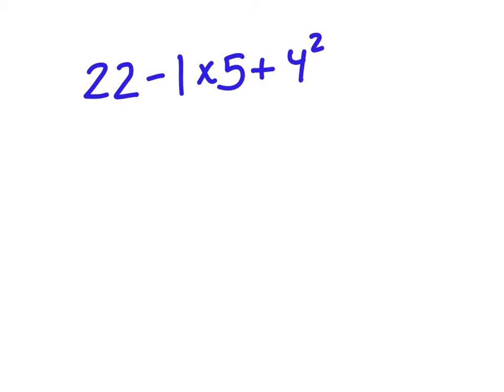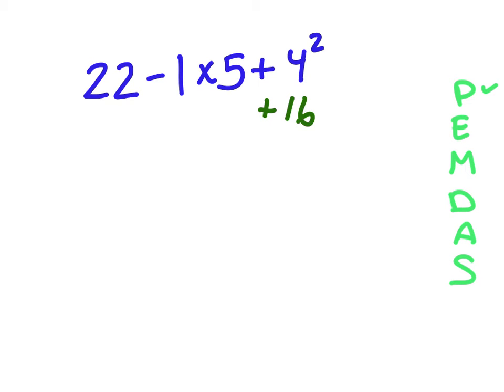Okay, so on this expression, we have a lot of different operations. So I'm going to write down over here PEMDAS for myself, and that way I can kind of look to see if I go in the right order. So I don't have any parentheses, so I took care of parentheses. I do have an exponent, however, so I'm going to start there. So I know that 4 squared is 4 times 4, which equals 16.